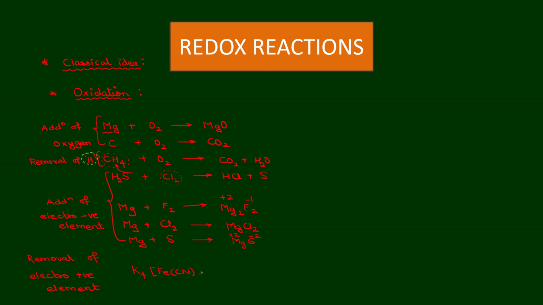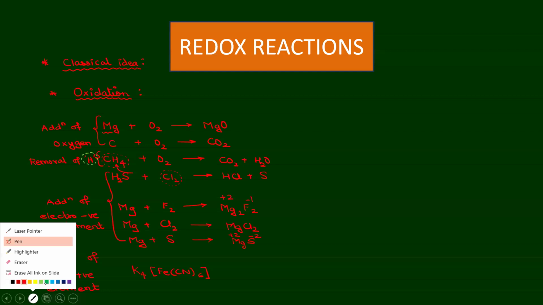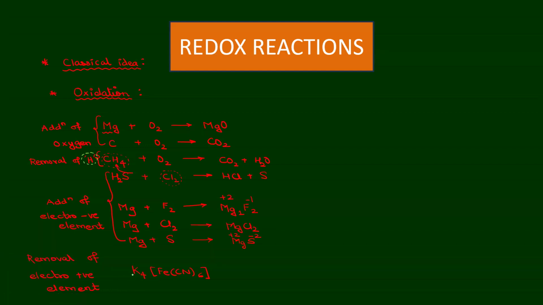K4[Fe(CN)6]. Have you seen this compound? No. Okay. Now this particular compound, basically with a square bracket, is called a complex compound. Just remember that whenever you come across this type of compound, it's a complex compound. And in this complex compound, the Fe has a charge of +2.